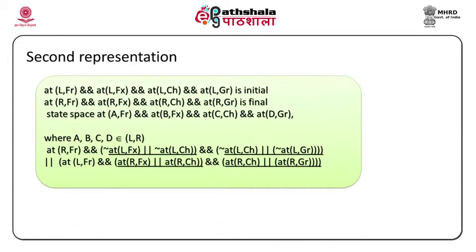We say that at RFR, which is very clear, it says that the farmer is on the right hand side, and at LFX, it says that fox and chicken cannot be there together on the left side, and chicken and grain cannot be together on the left hand side. Now this is comparatively much more readable. And the second part of it says that if the farmer is on the left hand side, you can't have the same combination on the right hand side. So that is something which is more readable.